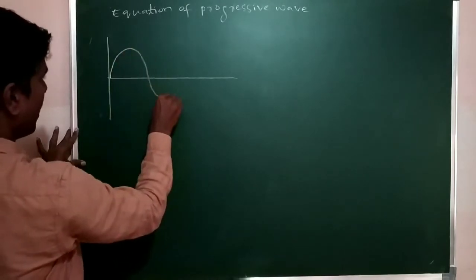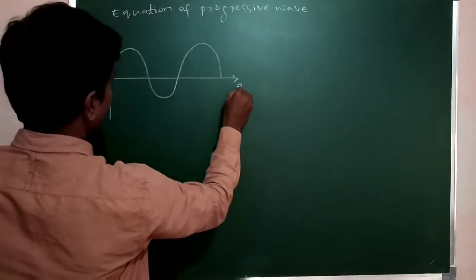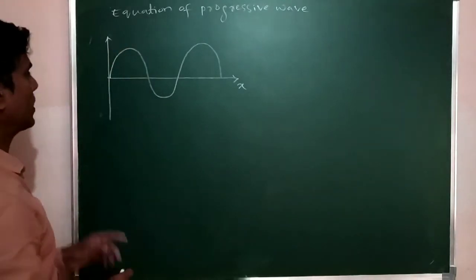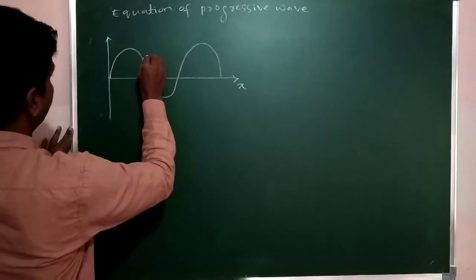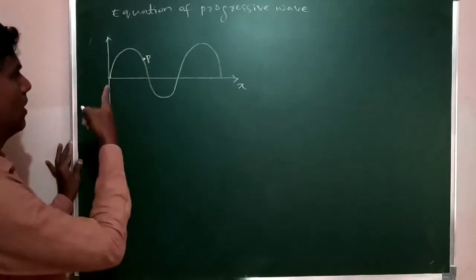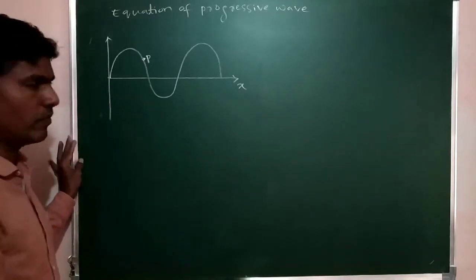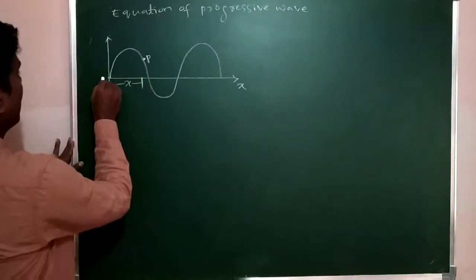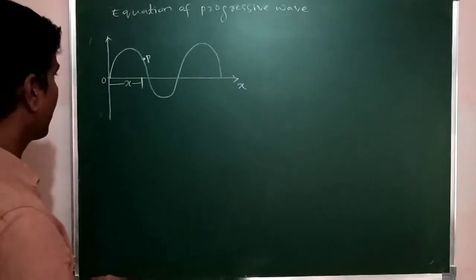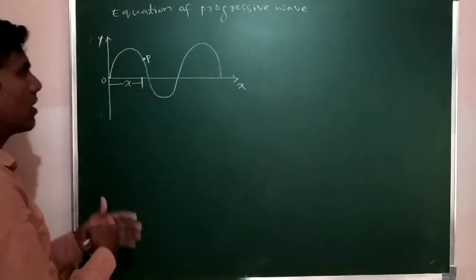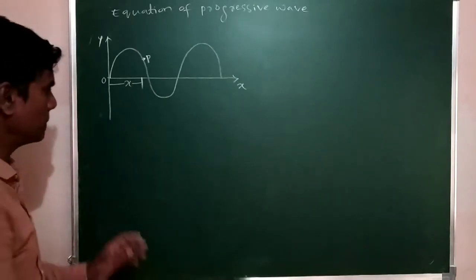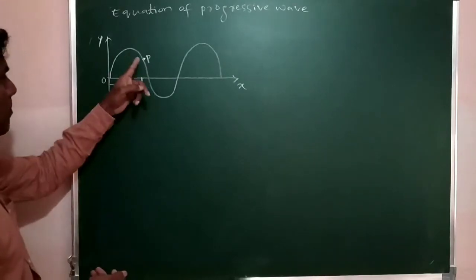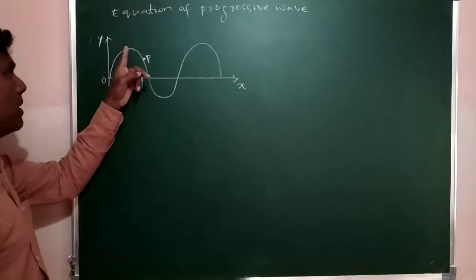A wave is traveling along the x-axis. Consider the displacement of the particles in the y direction. Let P be a particle along the path of the wave, at a distance x from the point O. The displacement of this particle is indicated along the y direction, measured from its mean position.